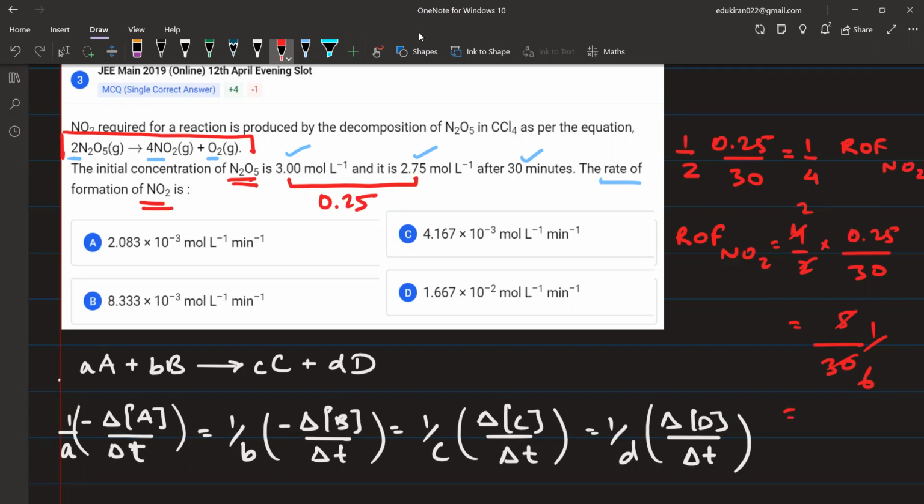1 upon 6 means 6 zeros are 0, then 0.1. Remainder is 4. So 6 sixes are 36. Then again remainder 4. So 0.1667. It is 0.1667. B will be the answer. Third.